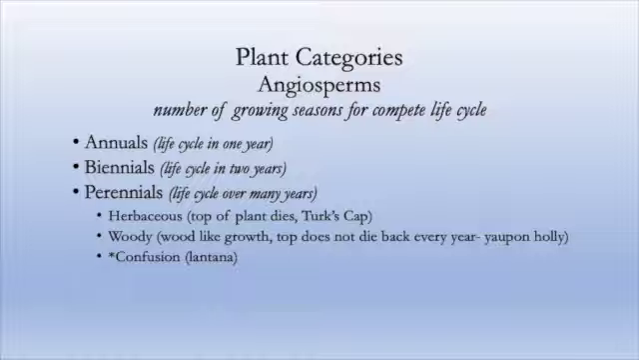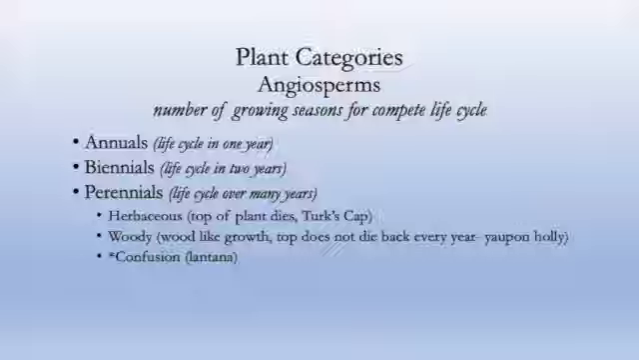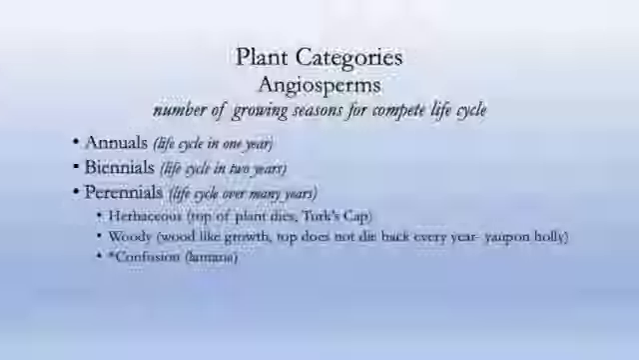And then you have what I call the confusing perennials. For example, lantana is classified as woody because its branches and stems are wood-like, and they have a lot of lignin, L-I-G-N-I-N, in them. But a lantana freezes back every year.